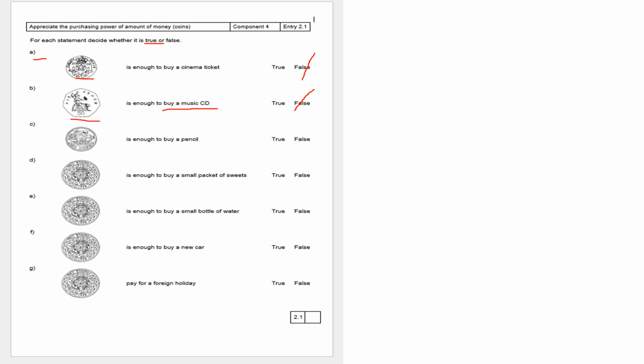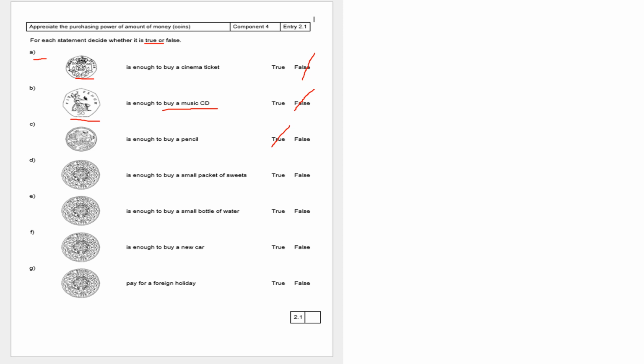For part C, £1 is enough to buy a pencil. That's true, because a single pencil will cost around 55 to even 80p, or even 25p or less. Again, I'm basing this on the date that we're in. Of course, at the time of recording this, we are having a cost of living crisis, but it's a context of in general. So assume that we are not in a cost of living situation.